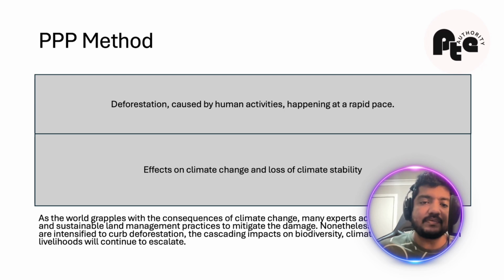As the world grapples with the consequences of climate change, many experts advocate for reforestation and sustainable land management practices to mitigate damage. Nonetheless, unless global efforts are intensified to curb deforestation, the cascading impacts on biodiversity, climate stability, and human livelihoods will continue to escalate. So this says that reforestation helps, but unless there's a huge global effort, the impacts of the loss of ecosystems and deforestation will likely remain.